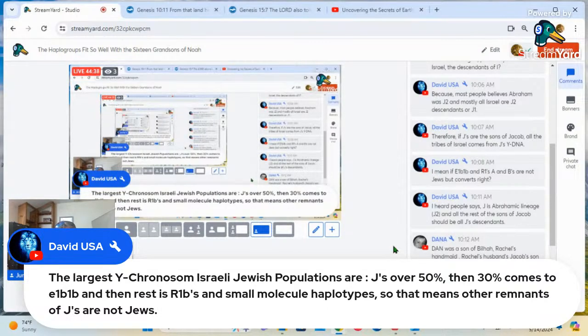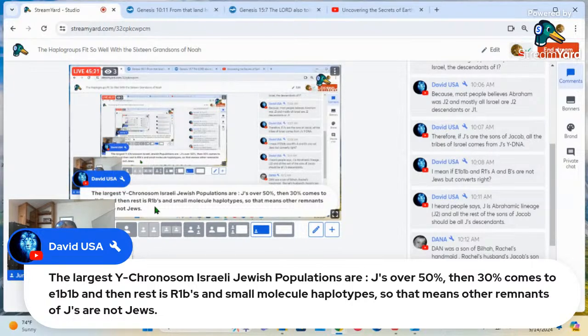The largest Y chromosome Israeli Jewish populations are J, over 50%. Then 30% comes E, which is Mitzrayim or Canaan. And then the rest is R1b, and small molecule haplotypes. So that means other remnants of J's are not Jews. The J's, J2 especially, is Judaic.